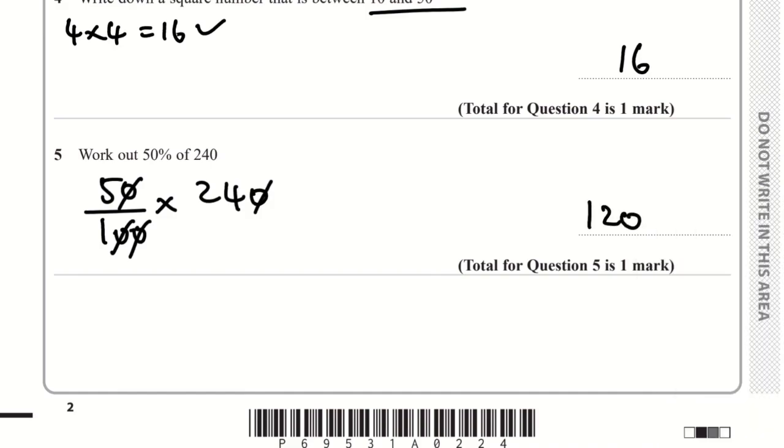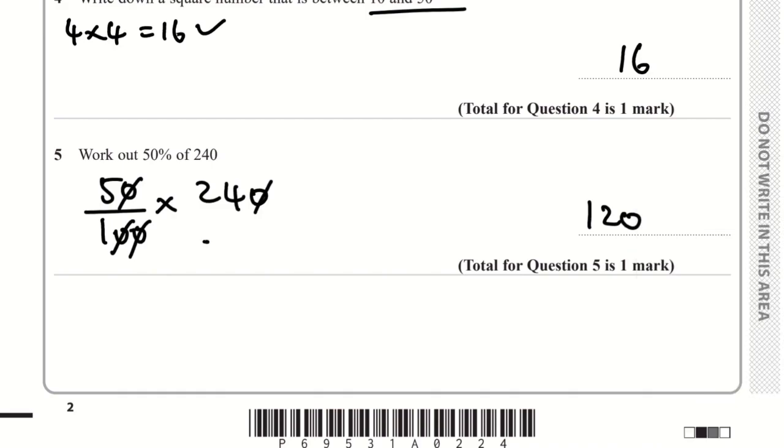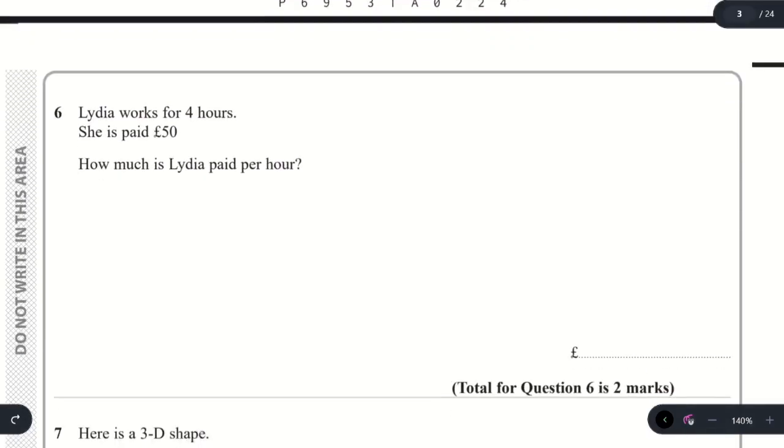Now you can do this fully with a calculator. We can do 50 divided by 100, that's 50 over 100, and then times 240 with a calculator, since it's a calculator paper. So we have 120 as the answer. Okay, that's it. You can do this fully on a calculator. Let's go to number 6.